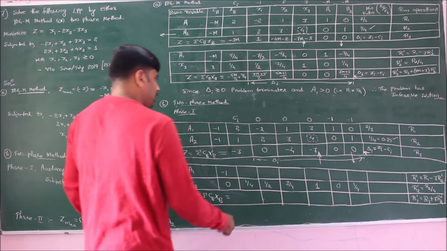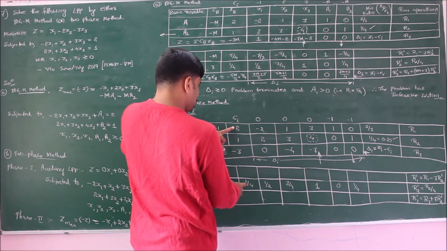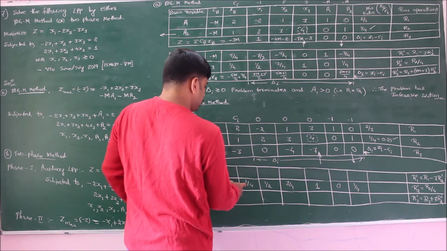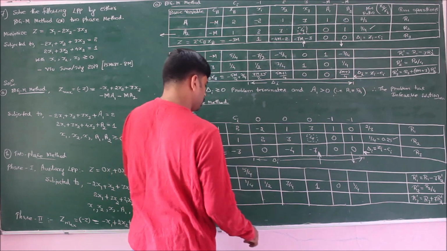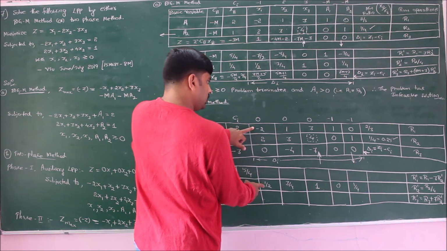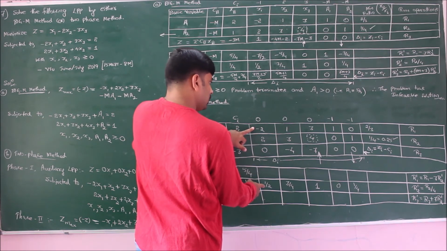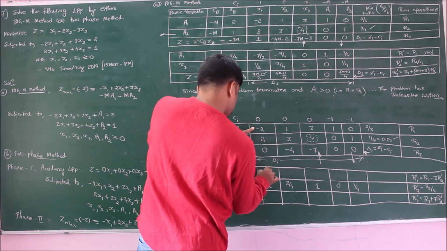If I perform the operation, we have 2 minus 3 by 4, which is 8 minus 3 by 4. 8 minus 3 is 5, so I'll get 5 by 4. Then minus 2 minus 3 by 2 is minus 4 minus 3 by 2, which is minus 7 by 2.